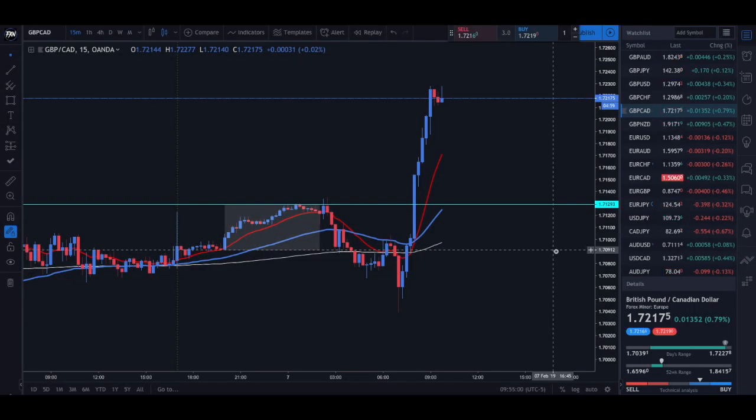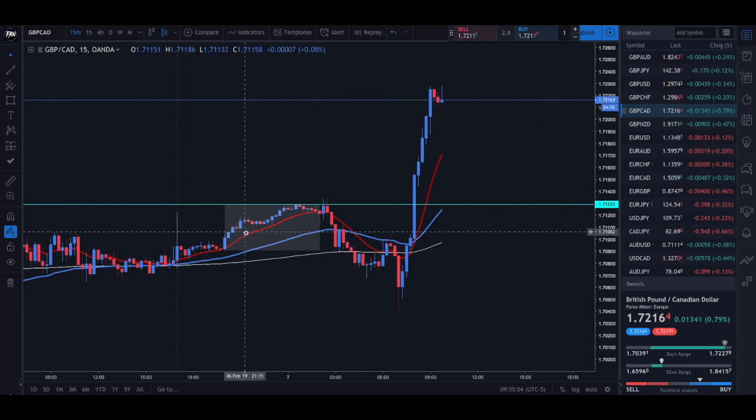All right guys, so let's take a look at pound CAD. And on pound CAD, we actually had two different trade setups. So one during London, at the beginning of London, and then towards second half of London.